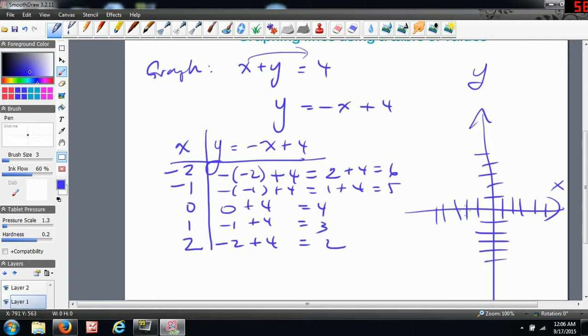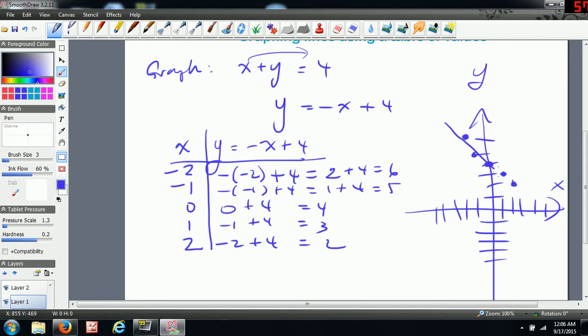So when x equals -2, y equals 6. When x equals -1, y equals 5. When x equals 0, y equals 4. When x equals 1, y equals 3. And then when x equals 2, y equals 2.